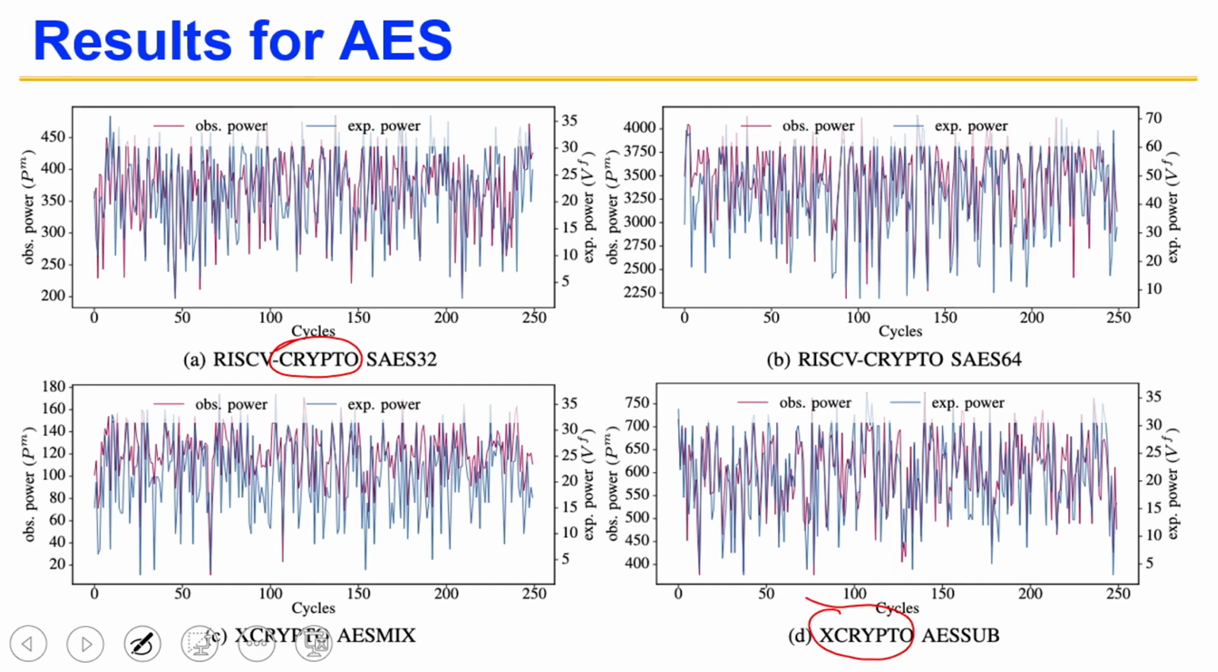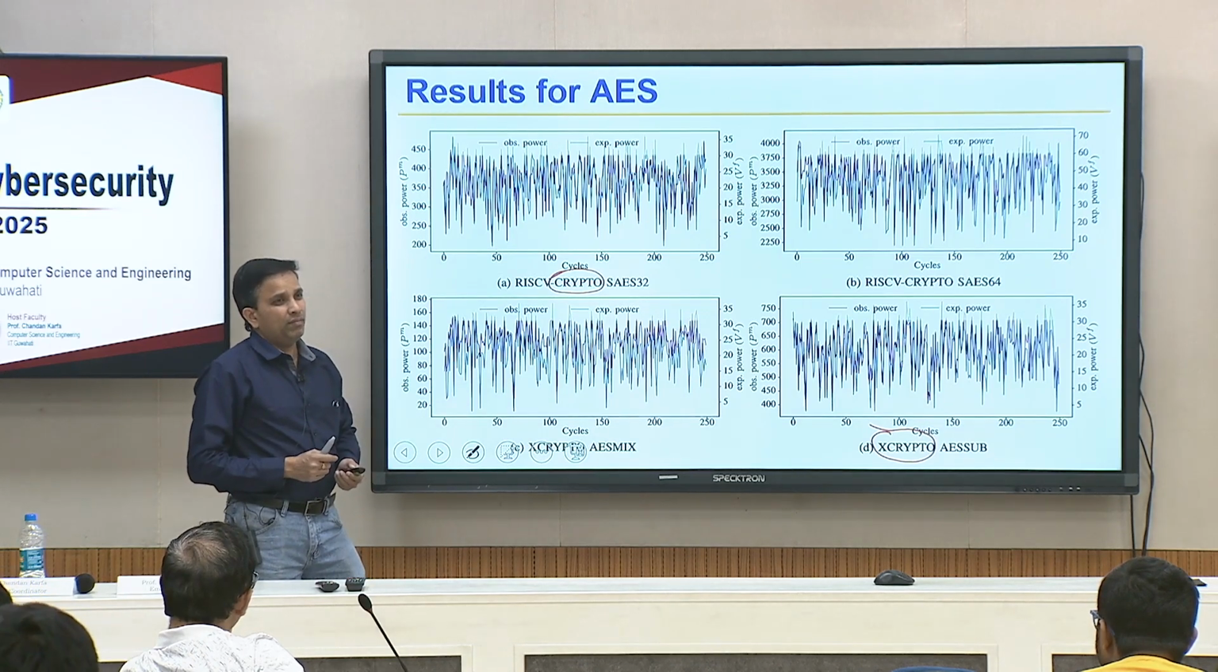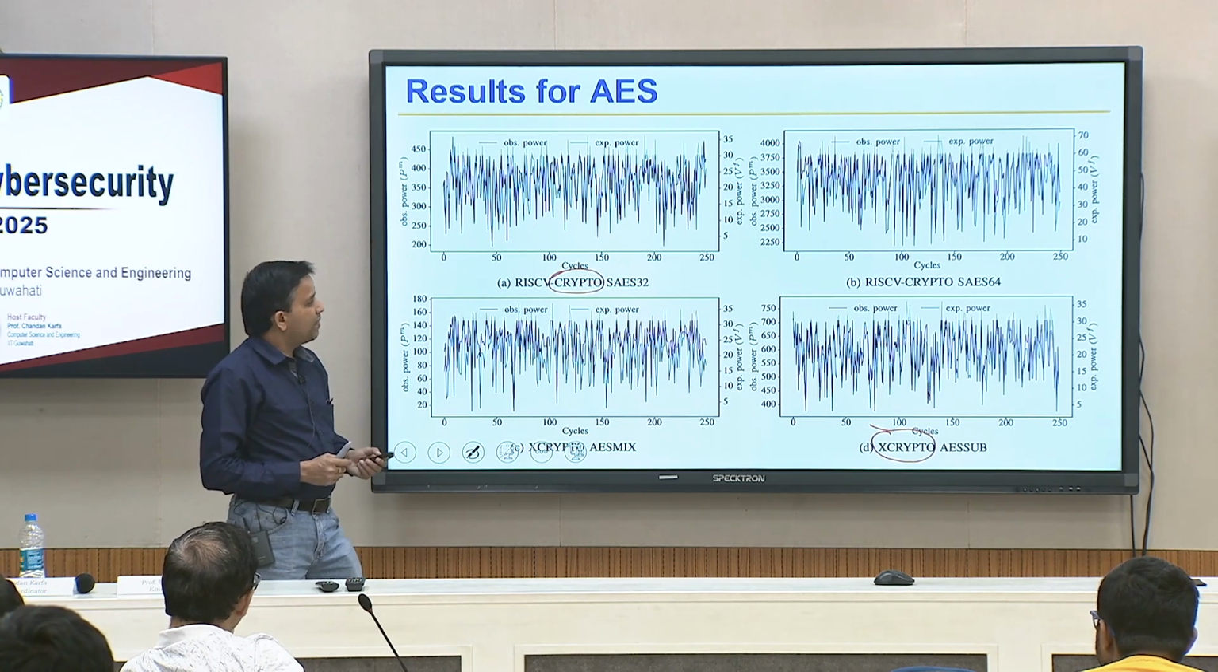So, we looked at two modules in them. You asked me what are those CR1, CR2. It is AES mix and AES sub, right. So it is really the mixing functionality and subtract functionality, and as you can see the expected power and the observed power exactly match.